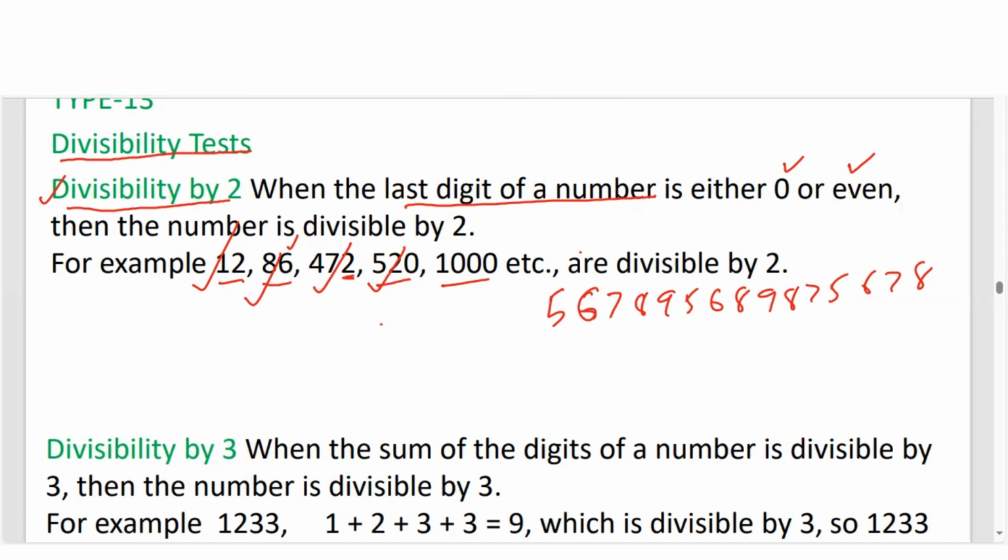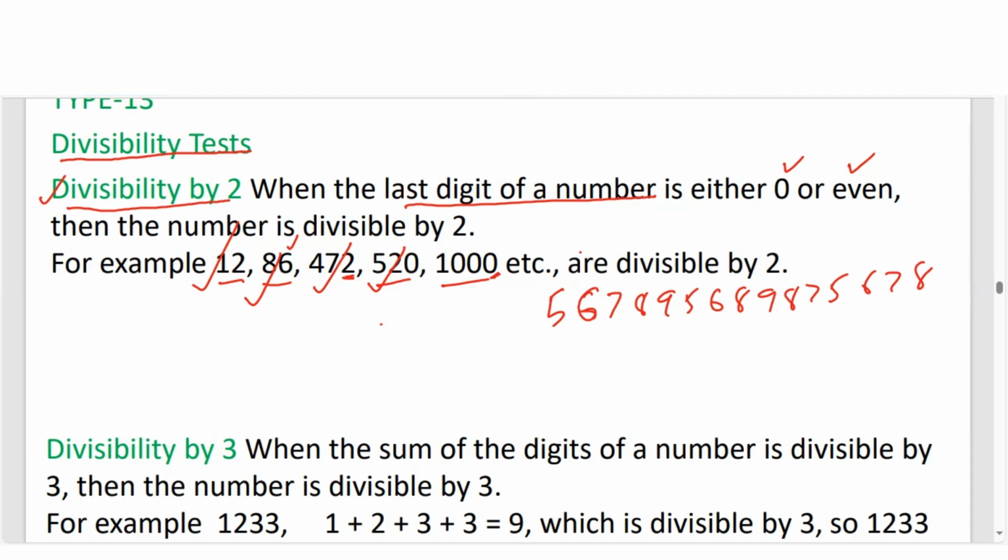Again, this is a 4-digit number, no problem. Just focus on the unit and the unit is what? 0. So this number is divisible by 2. So the simple technique and logic is what? For any number of digits given, just focus on the unit. If the unit digit is 0 or any even number, that number will be divisible by 2.